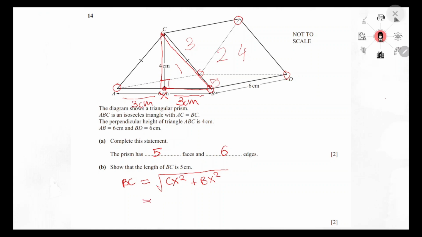So CX is 4, so we write 4 squared plus BX, which is 3, we'll write 3 squared. This gives us the square root of 16 plus 9, which gives us root 25. Root 25 is 5. Hence, proved.